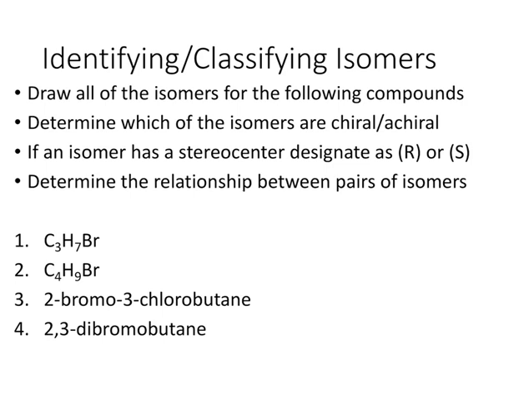So for the following compounds below, we're going to draw all of the isomers, and then we'll determine whether those isomers are chiral or achiral. If an isomer does have a stereocenter, we're going to designate it as R or S, and then we'll determine the relationship between pairs of isomers. So we'll determine if they're constitutional isomers, enantiomers, or diastereomers.